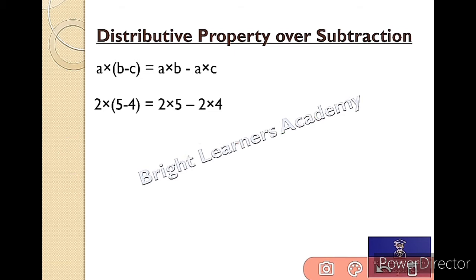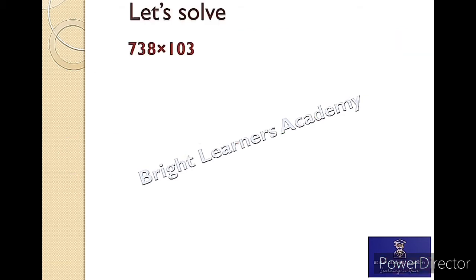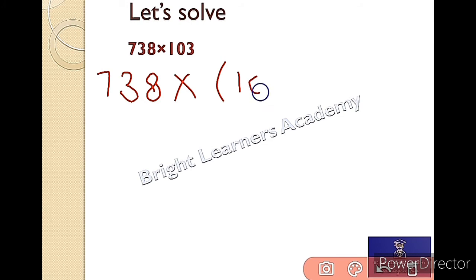Okay. Now let's solve few questions of your NCERT. So I have taken this question from your exercise 2.2. Now I have to solve this question by using distributive property. Let's see how. So this is 103. So I can divide this in 2 parts. So I can write 100 plus 3. 100 plus 3 is also 103. So I can write in this way. Now let's apply our distributive property.